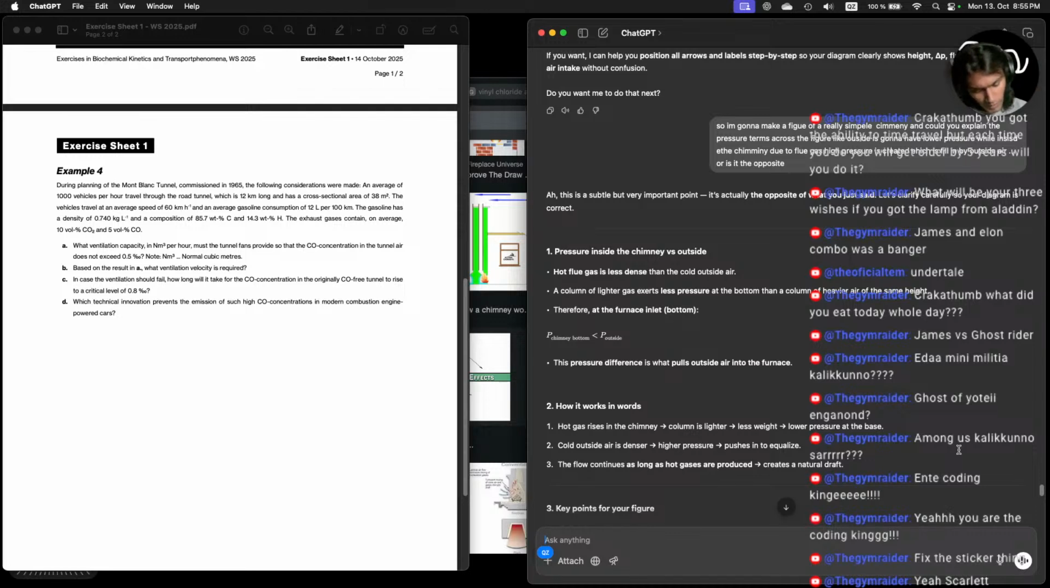So air from the outside pushes in due to the pressure difference caused by the hot flue gas.